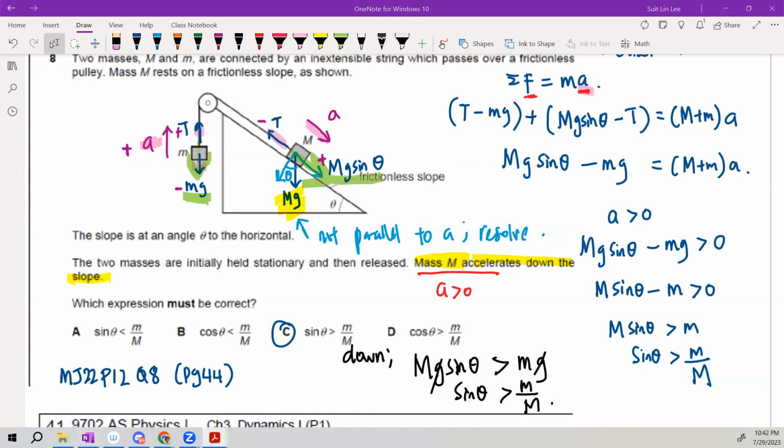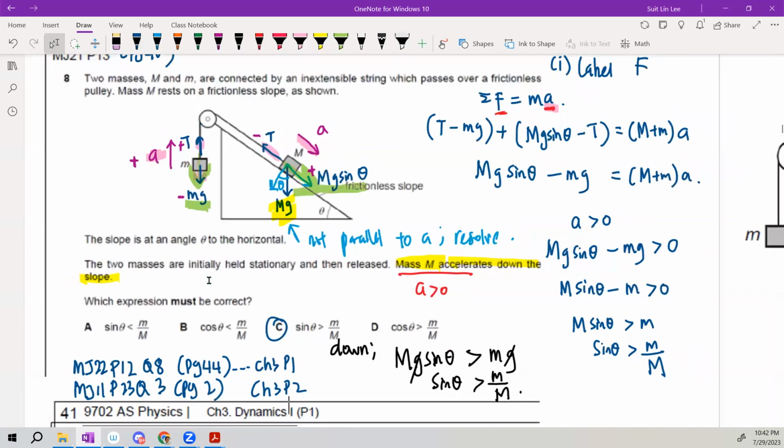And then another question around the sign is the person, the helicopter. May June 11 P23 question 3. This one is page 2. Chapter 3 P1, Chapter 3 P2. So these two questions will test your ability to apply F equal to ma on slightly different scenarios.